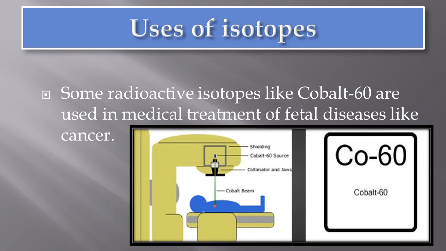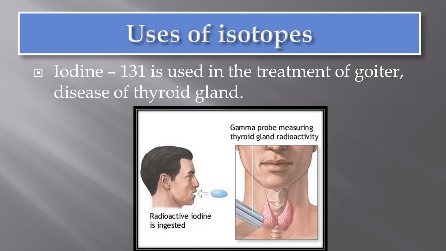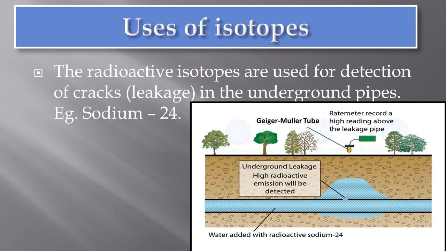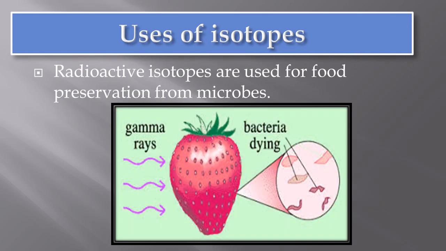Second, some radioactive isotopes like cobalt-60 are used in the medical treatment of fatal diseases like cancer. Iodine-131 is used in the treatment of goiter disease of the thyroid gland. The radioactive isotopes are used for detection of cracks, that is leakage, in underground pipes. Example, sodium-24. By using the sodium-24 isotope, we can detect the cracks in underground pipes.